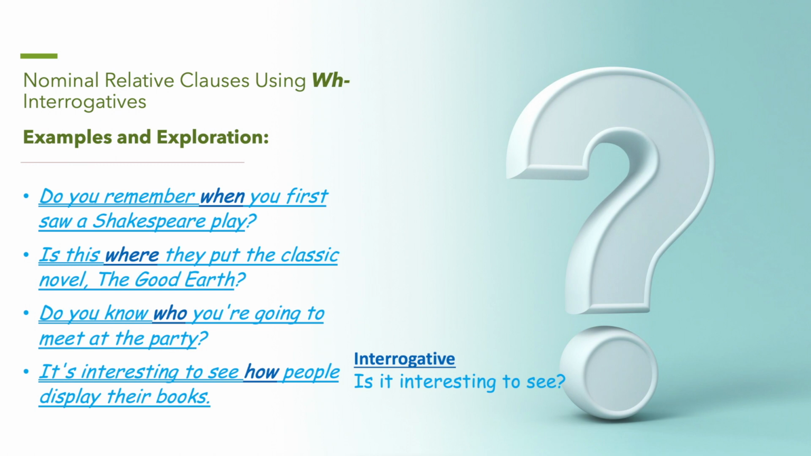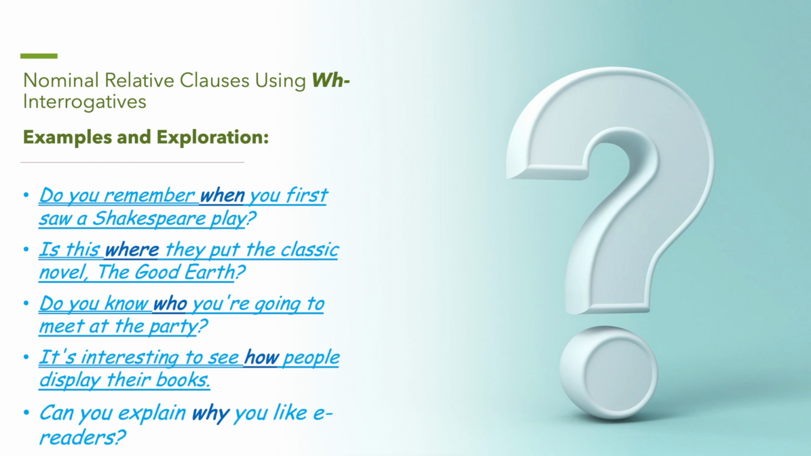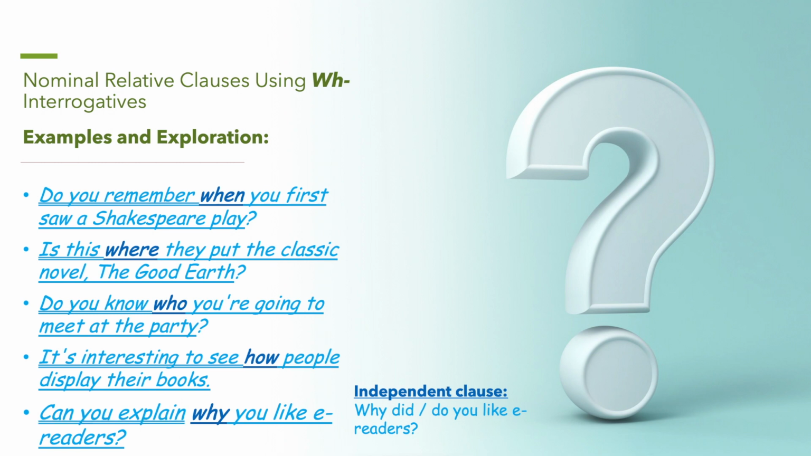The last one is, can you explain why you like e-readers? Here, the relative clause is why you like e-readers. Like before, this is almost an independent clause. You just have to add did or do, like, why do or did you like e-readers? Since we don't have a form of do in this sentence, the relative clause is dependent, and the beginning of the sentence, the independent clause, is, can you explain? I hope that clears some things up.